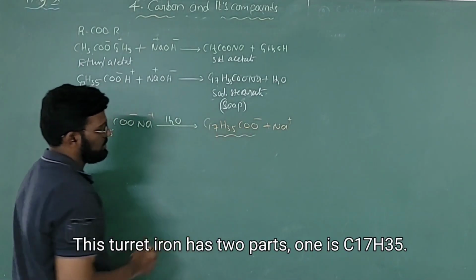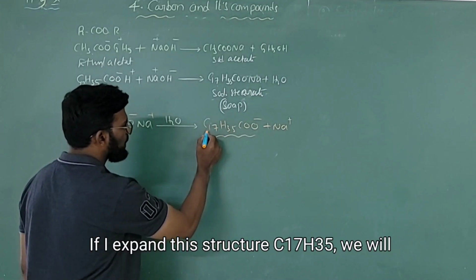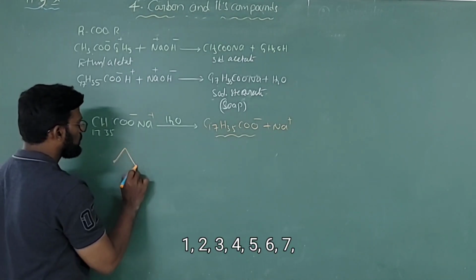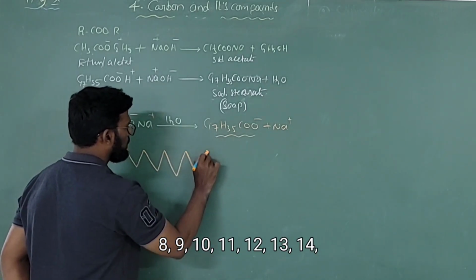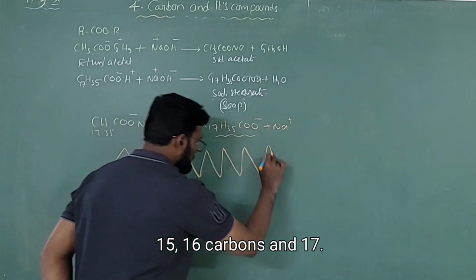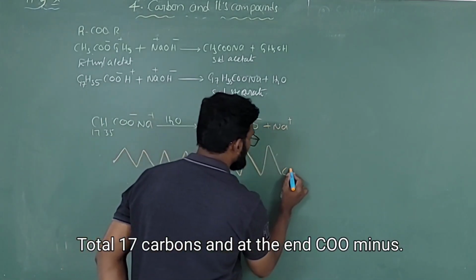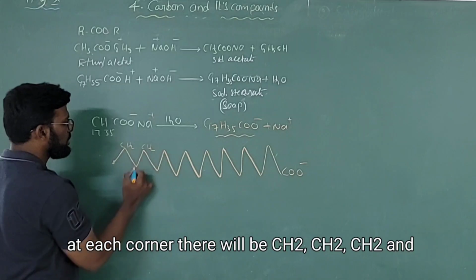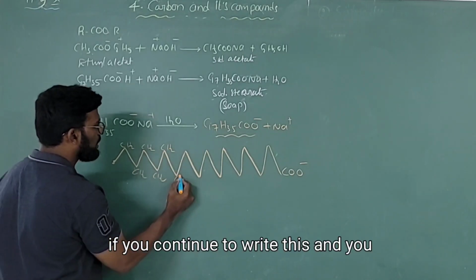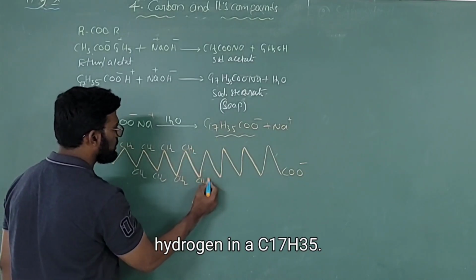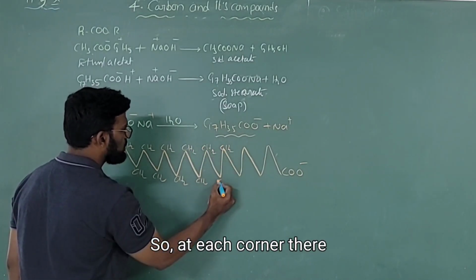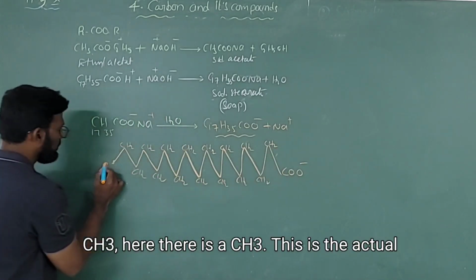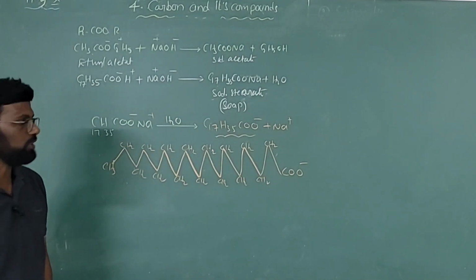This stearate ion has two parts. One is C17H35. If you expand this structure, we have a total of 17 carbons, starting from here: 1, 2, 3, up to 17, and at the end COO minus. This is the actual structure. At each corner there is a CH2 group, and in the beginning there is a CH3. This is the actual expanded form of the stearate ion.